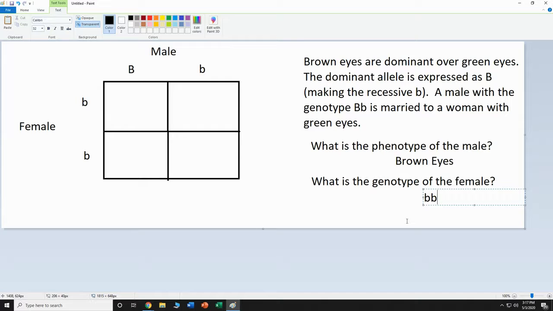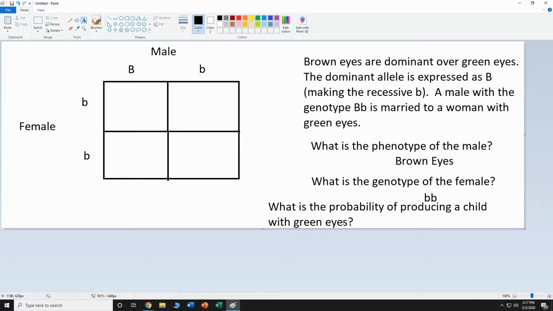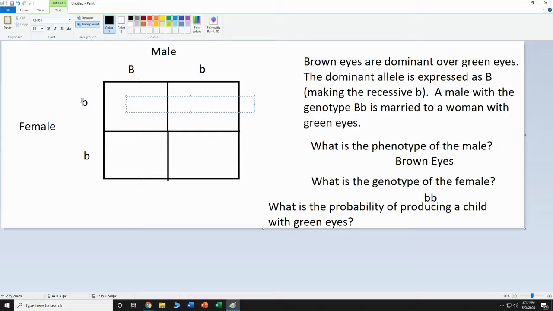All right, the last question is, what is the probability of producing a child with green eyes? And this is kind of why I like studying genetics so much, because it kind of gives you an idea of what might be in your future. It's really hands-on and it's really applicable. So to figure out the probability of producing a child with green eyes, you have to combine these letters within the boxes. So let's do that. This capital B is going to come down and it's going to meet up with this b over here. So we're just kind of seeing what's going to go into this box. So it's going to be a big B and a little b. All right. For this box over here, this capital B is going to come down and this little b is going to come across.